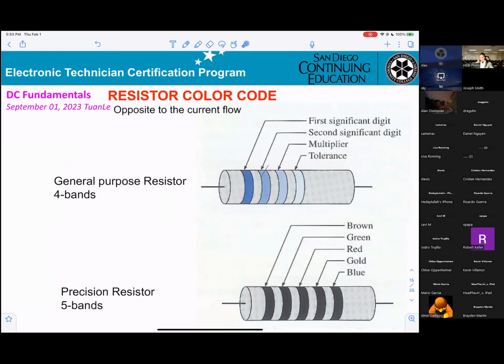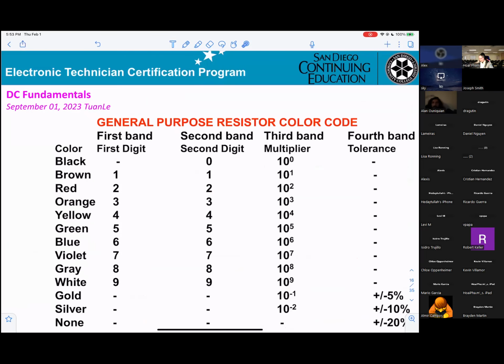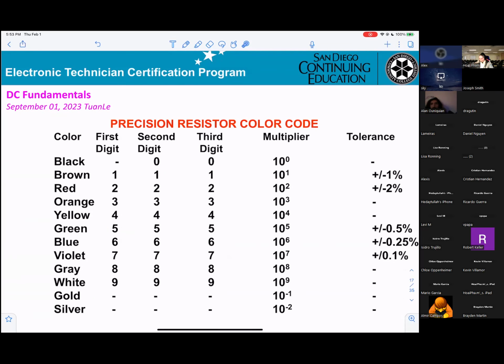Okay, the first one has four bands. First band, second band, that will be the third band, and that will be the multiplier and tolerance. Same thing here, only the difference will be minor. Now, when you go up to that one, it will be telling you.